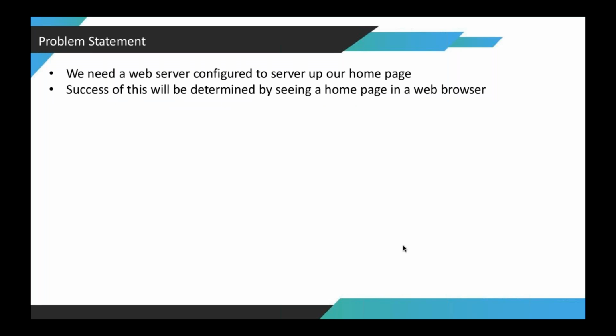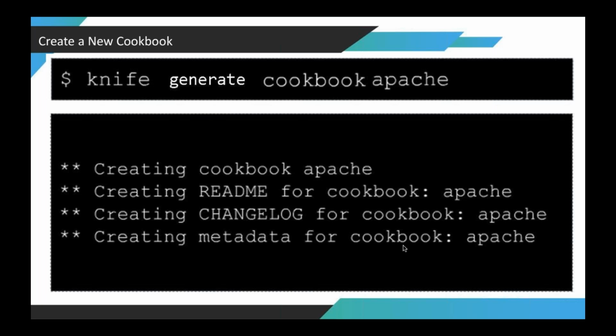All right, so here is a problem statement for you. We have to configure a web server with our homepage, and when we run Chef, all the setup should be done automatically. We want the end-to-end life cycle for this, so that our web server homepage is automatically delivered when we run the Chef. The very first thing that you are going to do is generate a cookbook Apache.